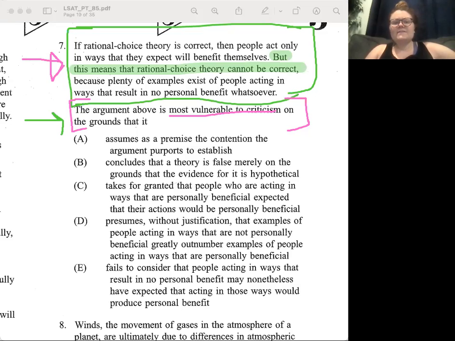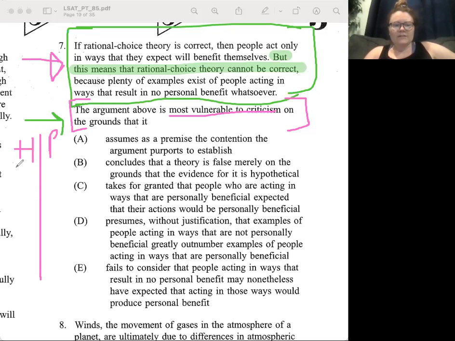Well, they're saying plenty of examples exist of people acting in ways that result in no personal benefit whatsoever. Well, does it have to be personal benefit to benefit myself? They're assuming that the only way I can benefit myself is a personal benefit, right? Can I benefit myself by helping my mom? Potentially, if I get a reward out of that. Does that make sense? So that's a loose prediction. It might not be it. But as we go through the flaw questions or these answer choices, we want to ask ourselves, did it happen? And is it a problem?